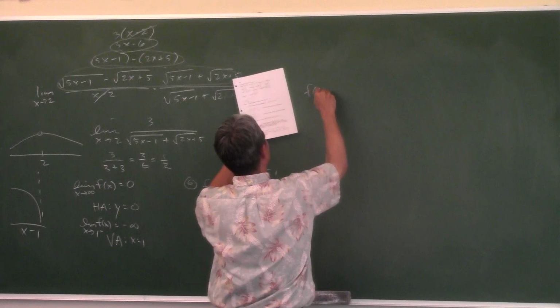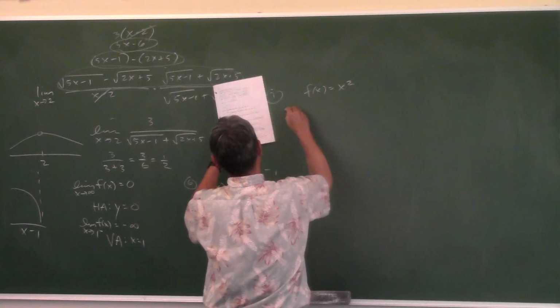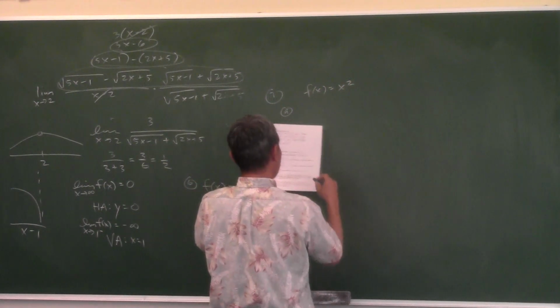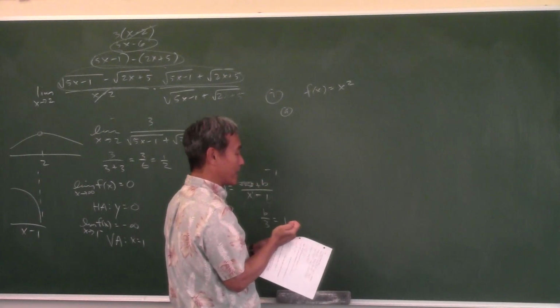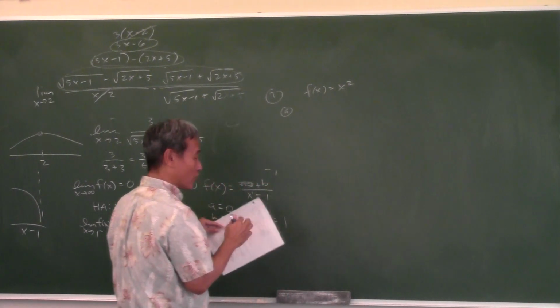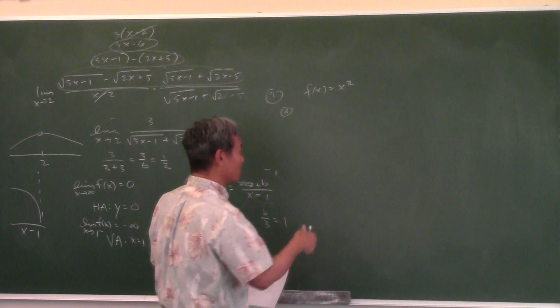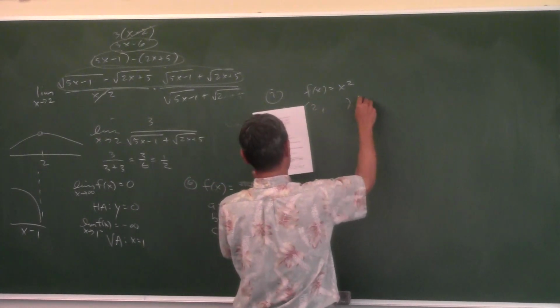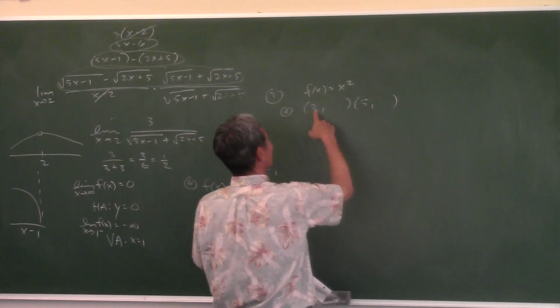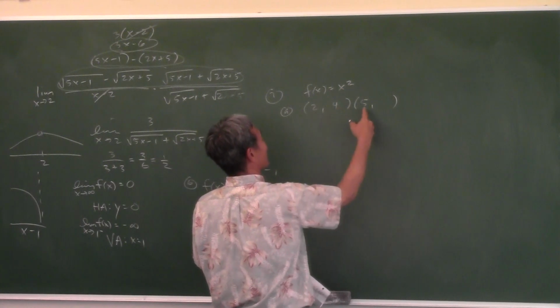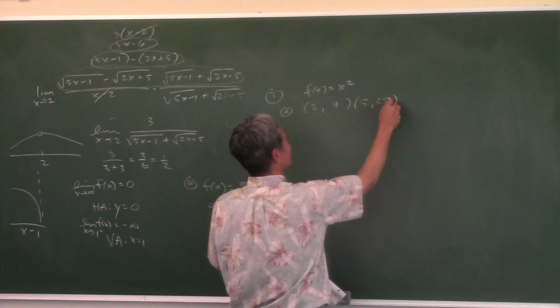Okay, f of x equals x squared. A. Find the average rate of change from x equals 2 to x equals 5. Now again, average rate of change, you don't need calculus, you just compute the slope. When x is 2, what's the y coordinate? Plug it in. And then when x is 5, what is y? And then just compute slope.